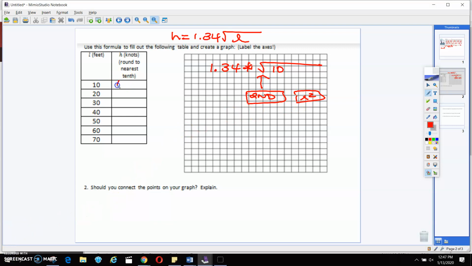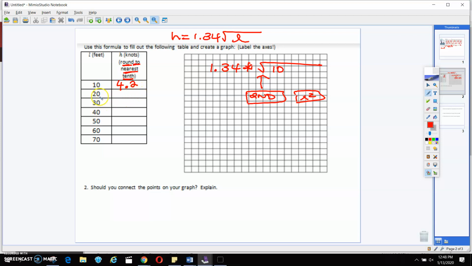So you're going to get 4.2, and the reason I'm putting 4.2 is it says round to the nearest tenth. That tenth place is 1 decimal place after the decimal point. So you're rounding this number.